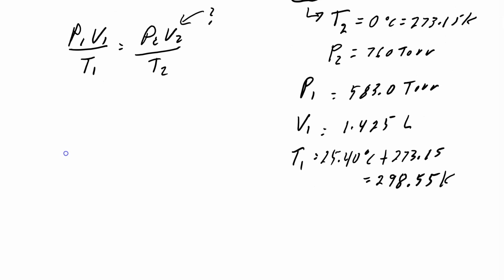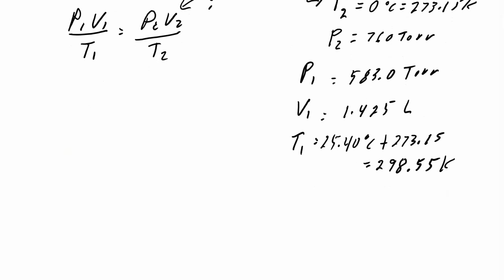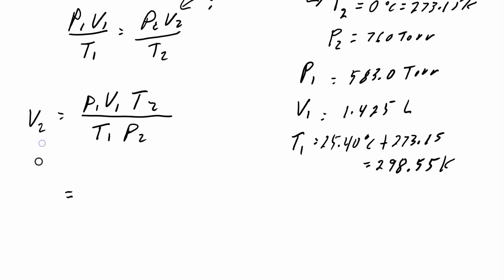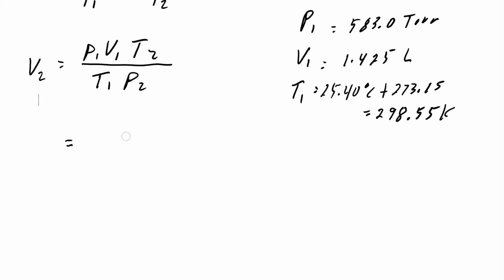So let's do the algebra first, and then we'll put our variables in. We're solving for V2. So V2 is going to be equal to P1 V1 T2 over T1 P2. Now let's just put our values in upstairs. P1 upstairs is going to be 583.0 torr.